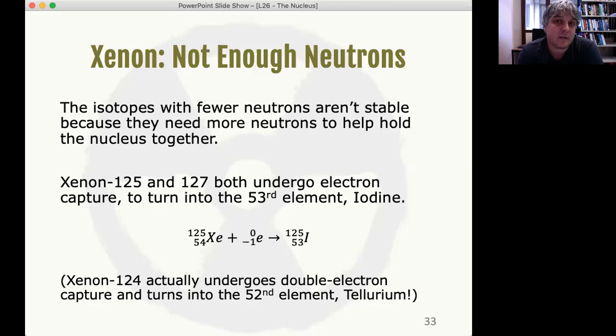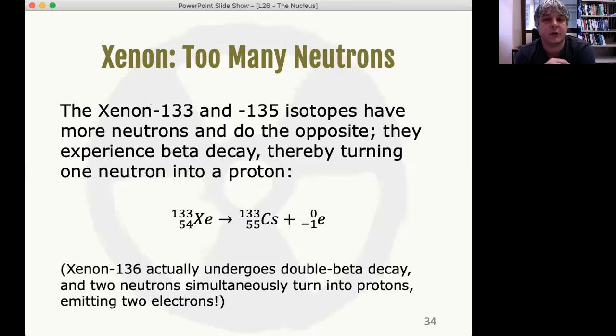This one will absorb an electron, so it's still getting rid of a proton, but it's doing so by turning it into a neutron. So in this case, it'll absorb an electron, turn into a neutron, and go down into iodine. Xenon 124, as I've noted, actually undergoes double electron capture, but again, we're not really going to get into that. We're focused more on the radioactivity, the emission of particles.